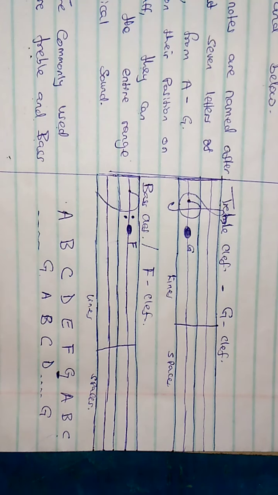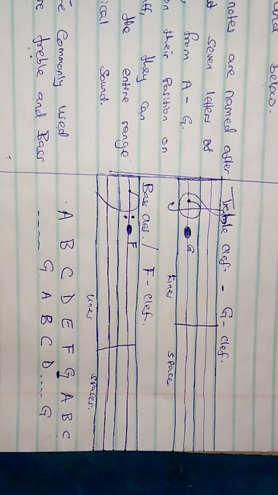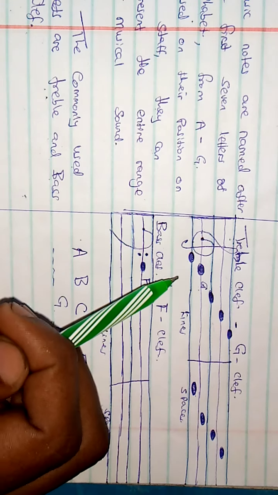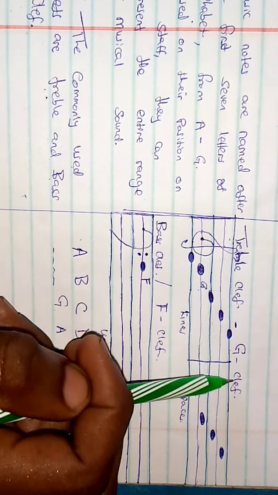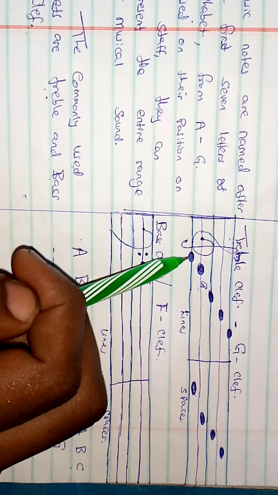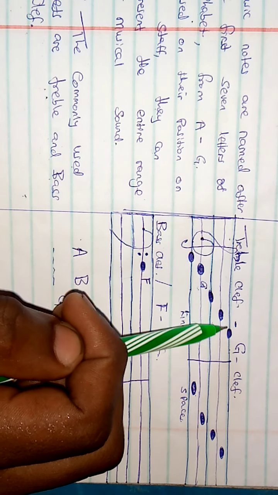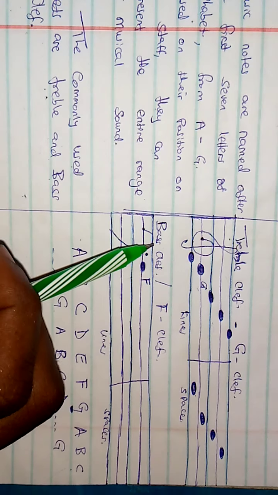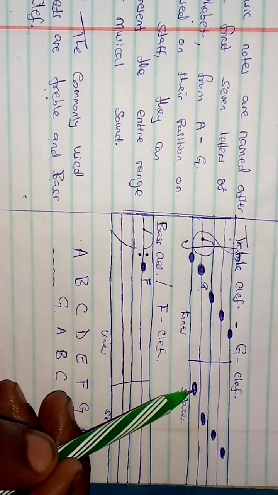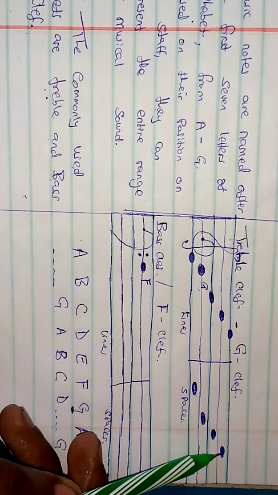By using these 2 references, we can locate the other notes on the staff found on the lines and in the spaces. That is, on the G clef, which is marked by letter G, we can name line 1, line 3, line 4, and line 5. We can as well name space 1, space 2, space 3, and space 4.